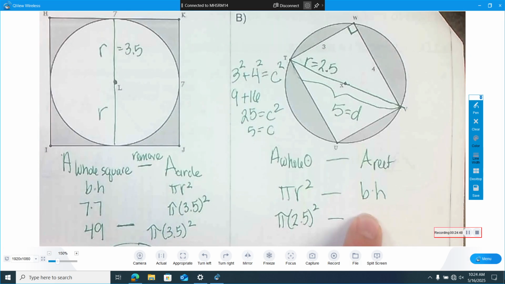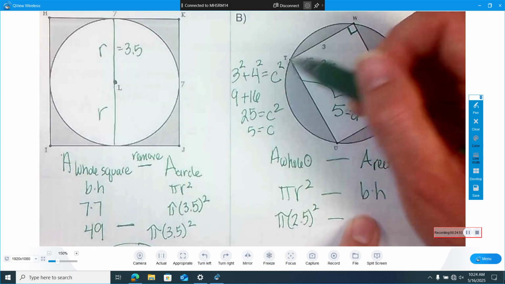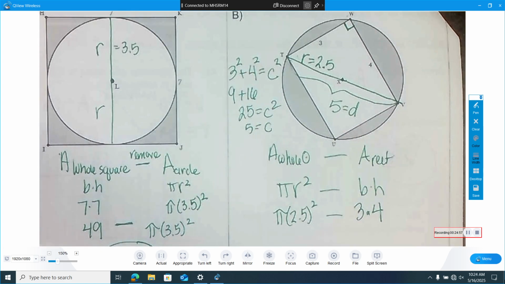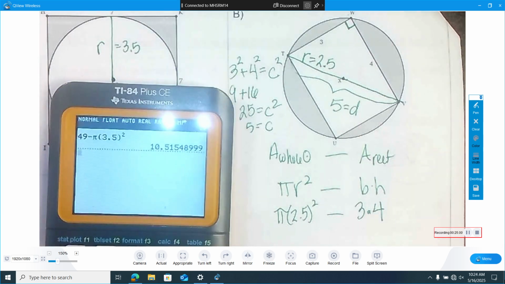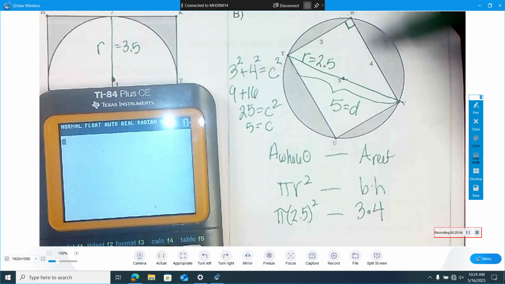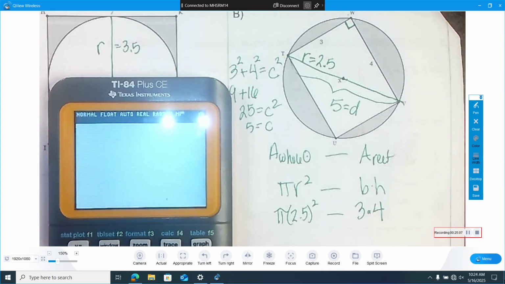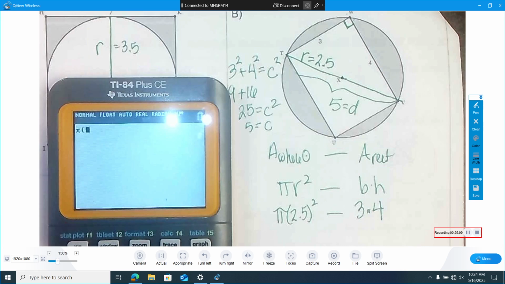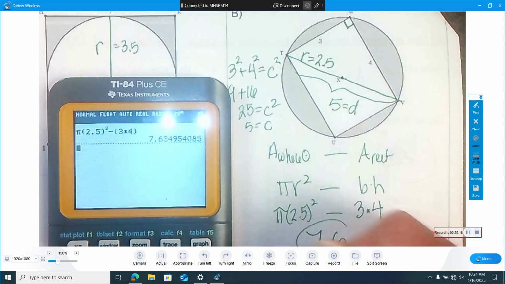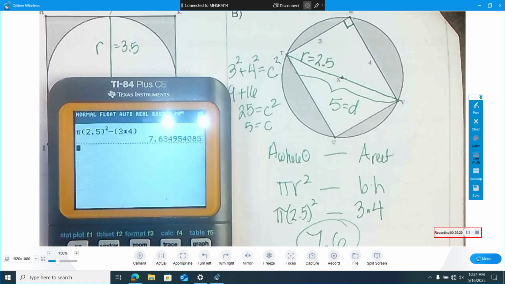And what about the area of our rectangle? What's our base times height? It is 12. 3 times 4. I'm going to do that. 3 times 4, we get 12. Do you see that? Yes, there's our base and our height. Okay. Pi times 2.5 squared minus 3 times 4, which is just 12. You could just type that in. 7.6 for the area of the shaded region.